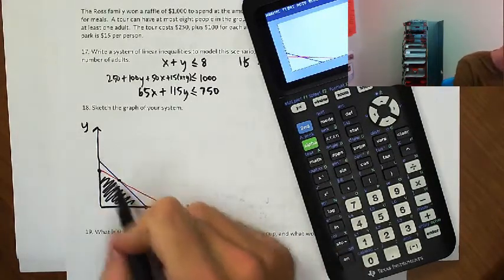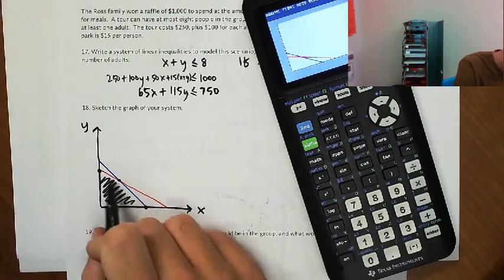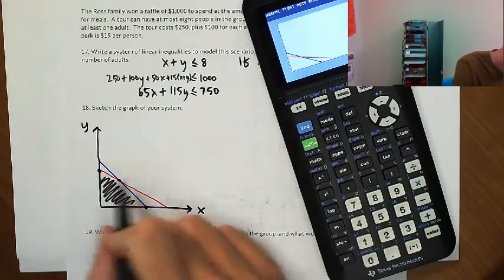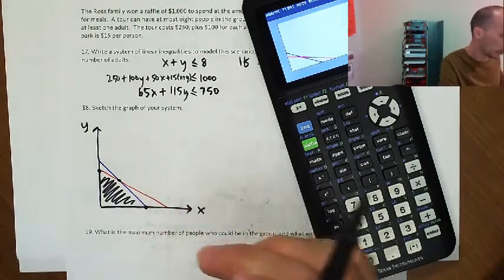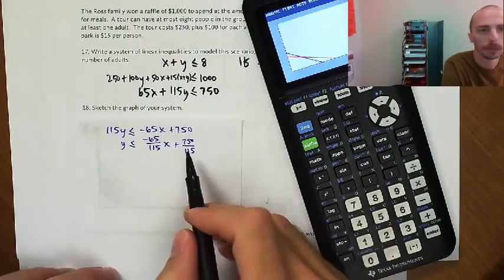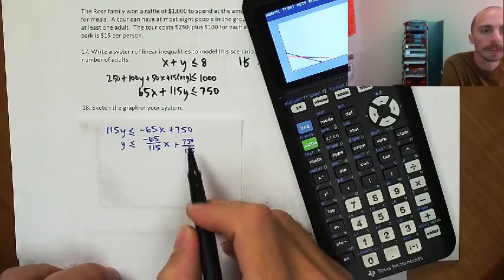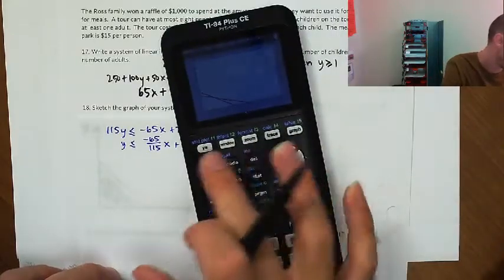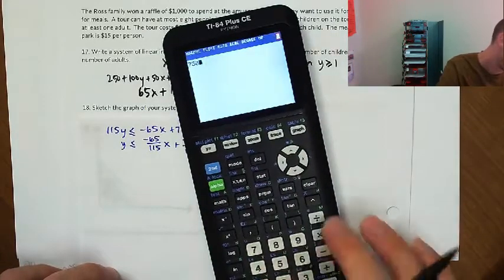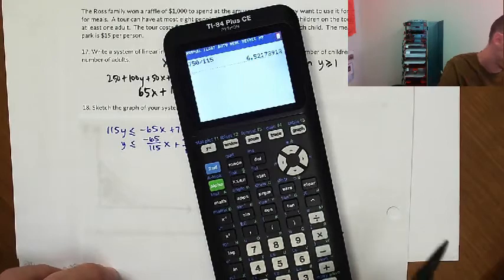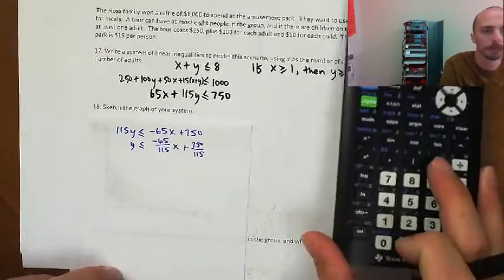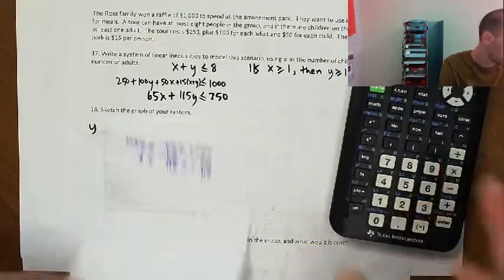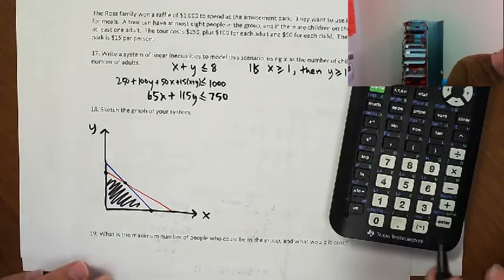So in order to find these, the y-intercept of the red line was cost, so that was over here. I used blue, that was probably a poor choice, but 750 divided by 115. Okay, that's 6.5 adults. So 6.521.